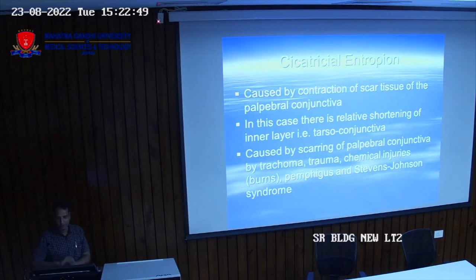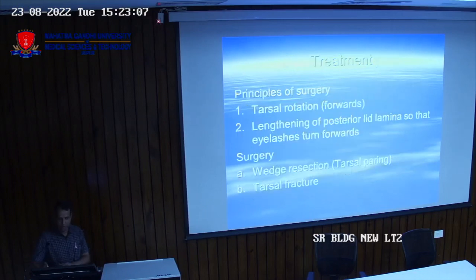Second type is the cicatricial entropion, caused by the contraction of scar tissue of the palpebral conjunctiva. There is relative shortening of the inner layers, meaning the tarsoconjunctival layer, caused by scarring of the palpebral conjunctiva by trachoma, trauma, chemical injuries, pemphigus and Stevens-Johnson syndrome. Treatment, surgery: tarsal rotation, lengthening of the posterior lid lamina so that eyelashes turn outward; base resection or tarsal fracture.